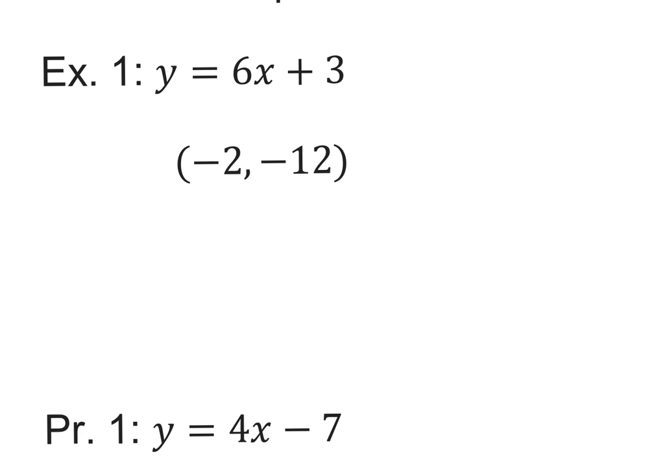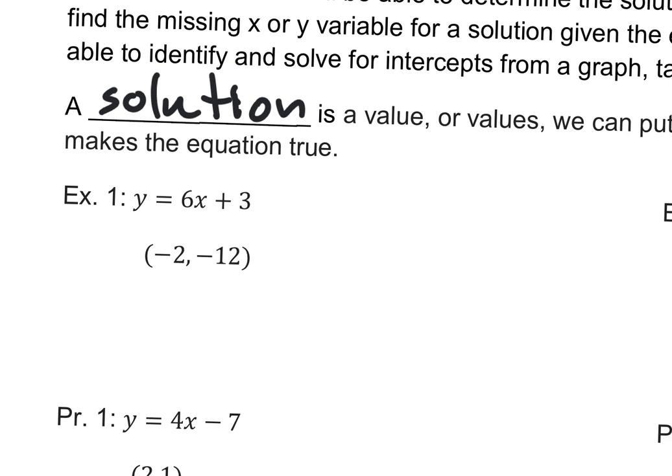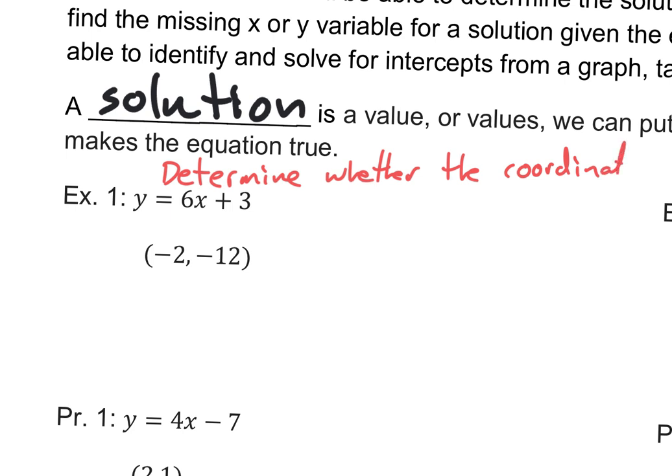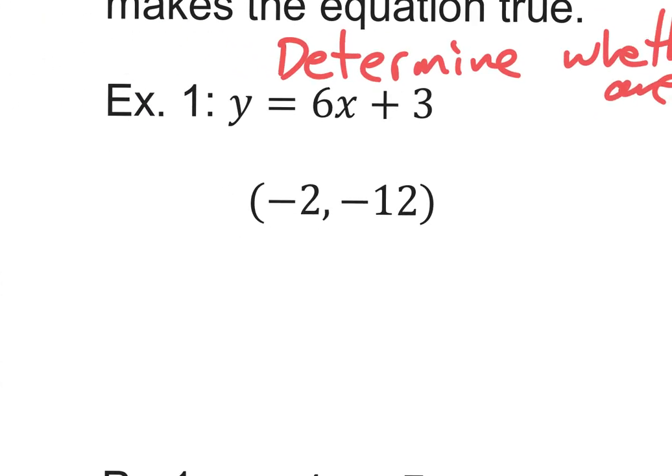So we're going to test this. We're going to determine if this is a solution. There isn't really a direction here. Maybe I should have put that in there, so let's just add that on top. Determine whether the coordinates are a solution. Or maybe I should say is a solution, but it's kind of confusing because there's two values. Anyway, we're going to check and see if -2, -12 is a solution to this equation.